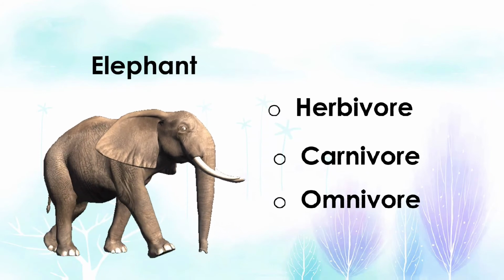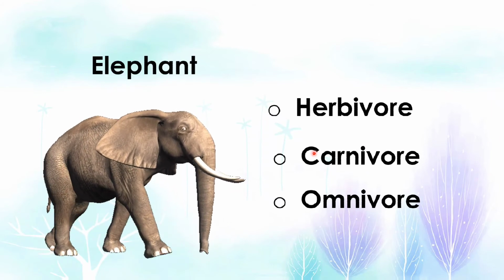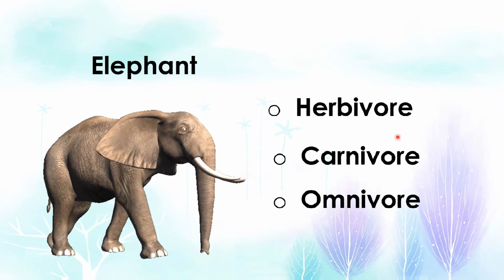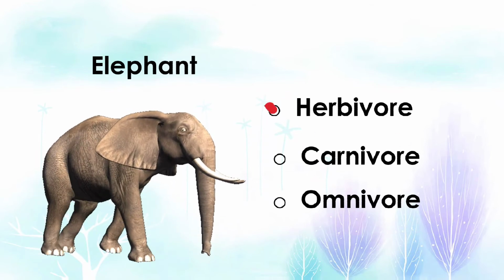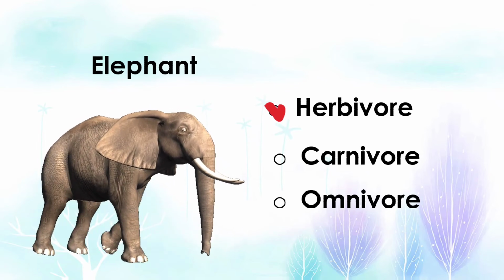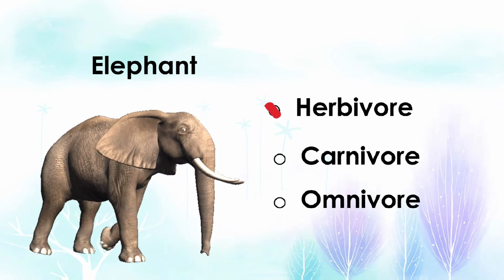How about this one? Yes, we have elephant. What do you think elephant is? Is it a herbivore, carnivore, or an omnivore? Okay, elephant is considered a herbivore.